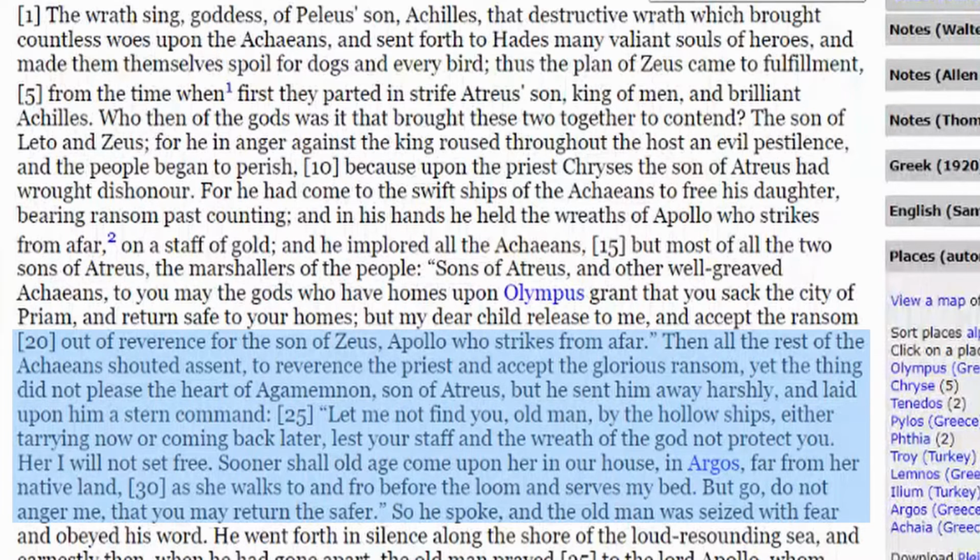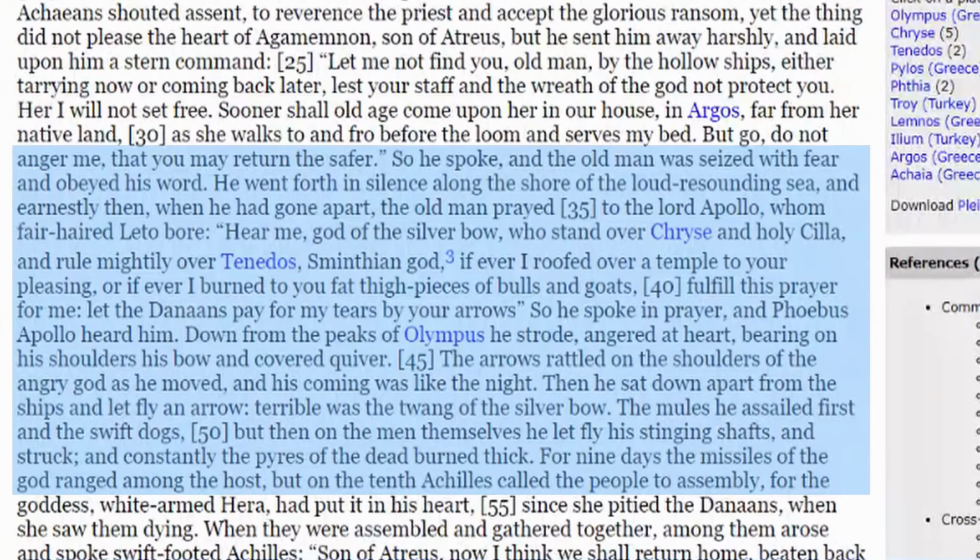But Agamemnon is not interested. It didn't please his heart. And so he sends him away and says, don't let me see you around here again. Beat it. And since this man was a priest of Apollo and is in good with Apollo, he goes away weeping, and he asks Apollo, hey, if I ever did anything to make you happy, you punish these Achaeans for me. And as it turns out, Apollo does that. So gods can listen to prayers, and they can directly impact human life.